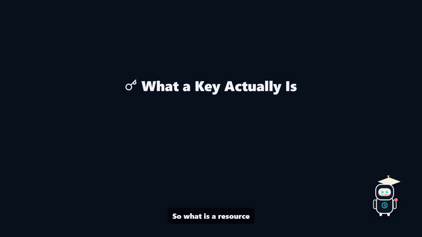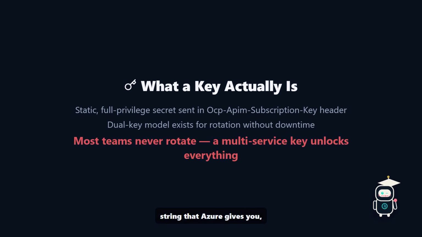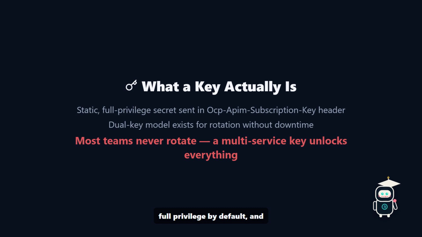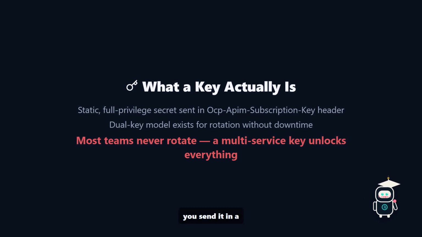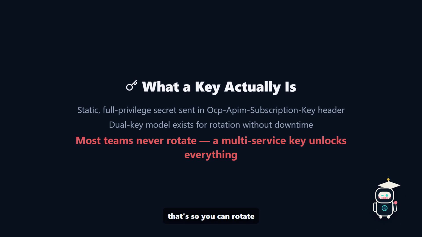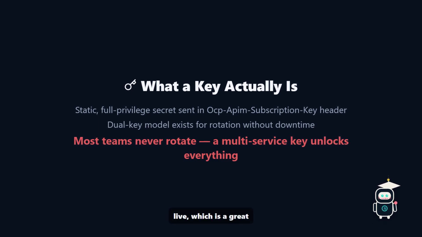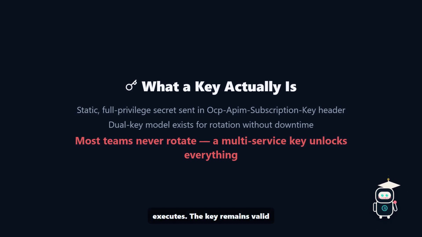So what is a resource key really? It's a static string that Azure gives you, full privilege by default, and you send it in a header called Ocp-Apim-Subscription-Key. There are 2 keys per resource. That's so you can rotate one while the other stays live, which is a great idea that almost nobody actually executes. The key remains valid until you explicitly rotate or regenerate it.